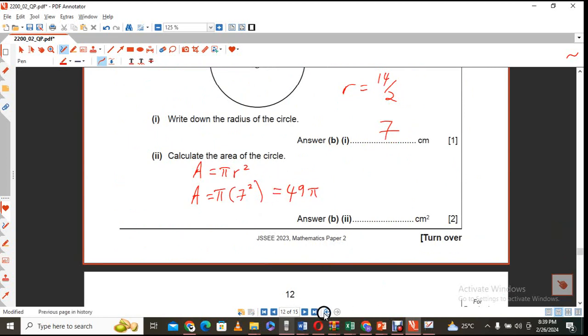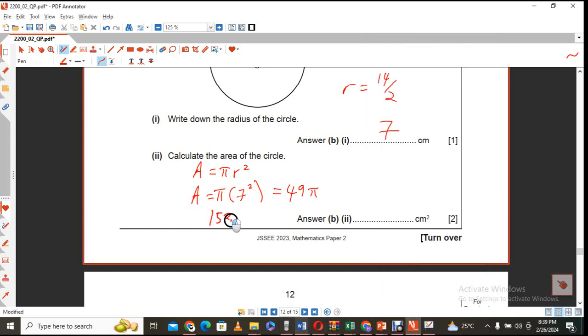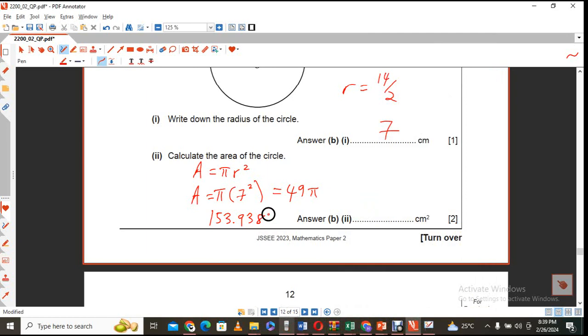Let's get it on our calculator and see what that gives us. It is pi times 7 squared, 49 pi, and it's 153.93804. So to 1 decimal place, this is 153.9. That is how you give that answer.